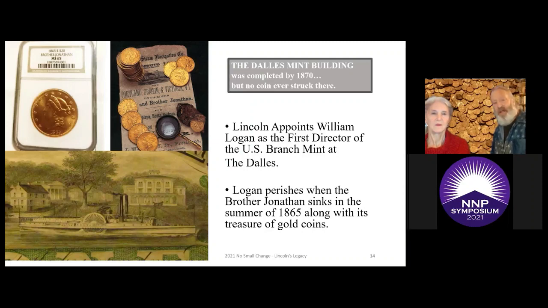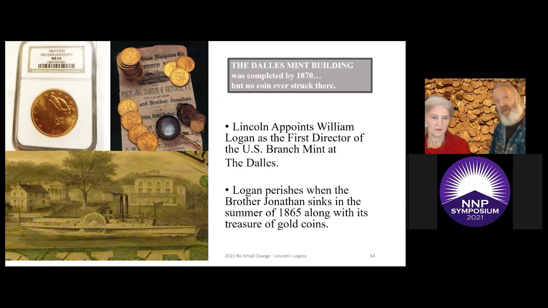On the right, you see a little artistic rendering, a portrayal of the coins and a travel poster that features the Brother Jonathan. This is off of a banknote, a beautiful depiction of a paddle boat, which was just the way the Brother Jonathan appeared. Anyway, it sank tragically on its way to Portland, very close to shore, but almost everybody, including William Logan and his wife, died, and the entire payroll went to the bottom of the sea.